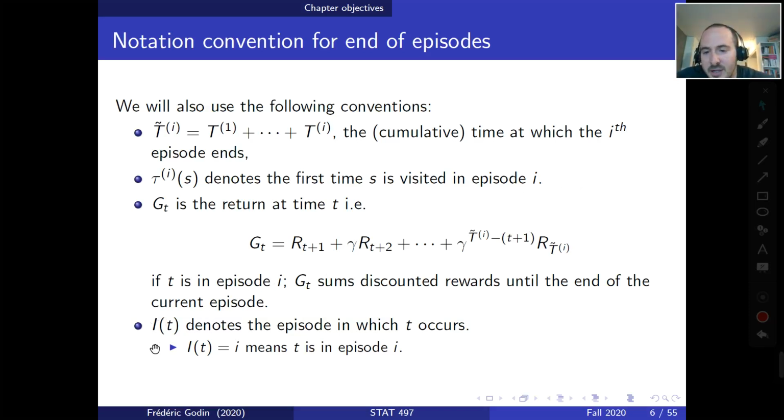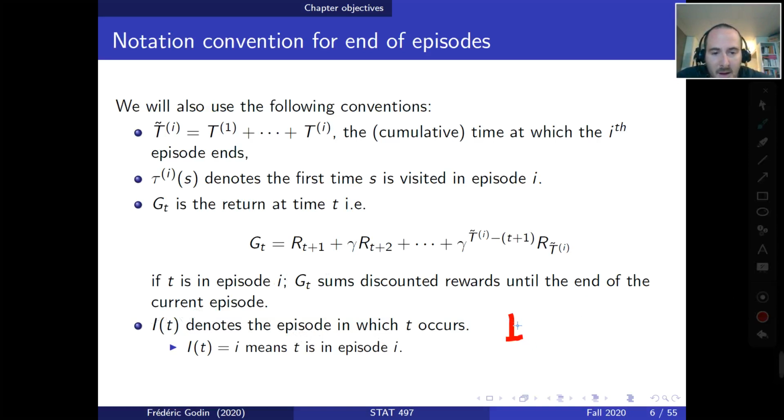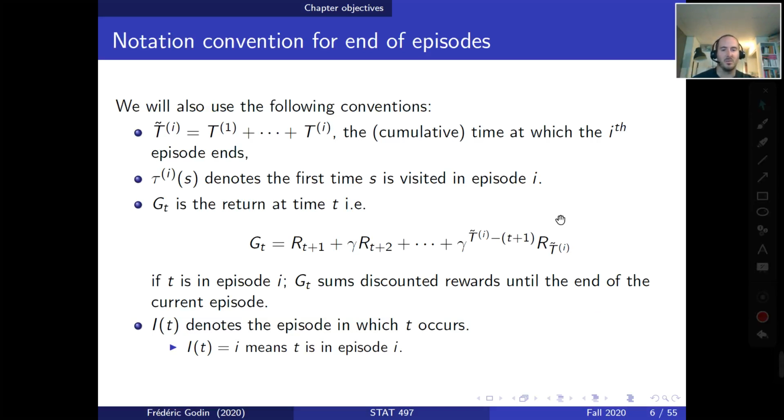Finally, some other notation. IT denotes the episode in which T occurs. So in the last example, I8 would be equal to 3, because the eighth state encountered in the previous sequence was associated with the third episode. So this is the notation. We're going to use this notation convention to make the description of the algorithms more convenient in what follows.